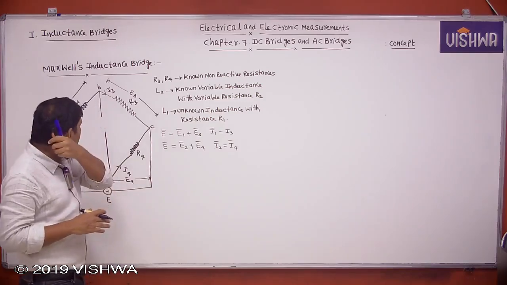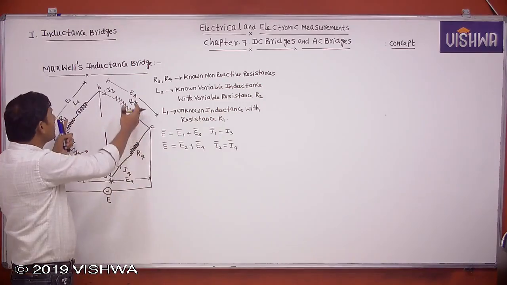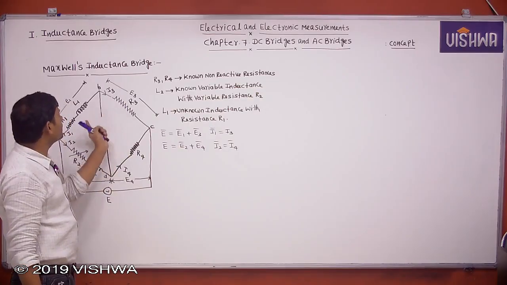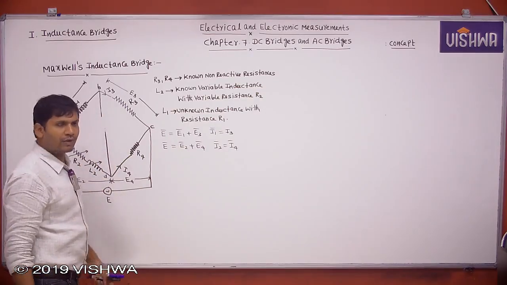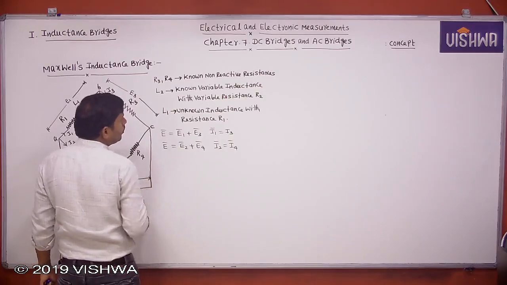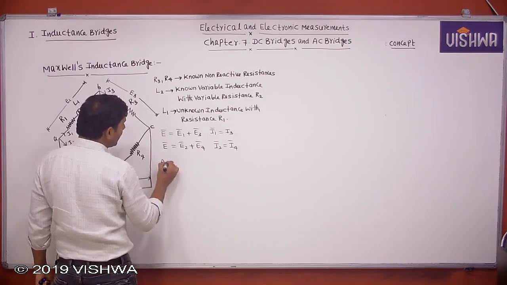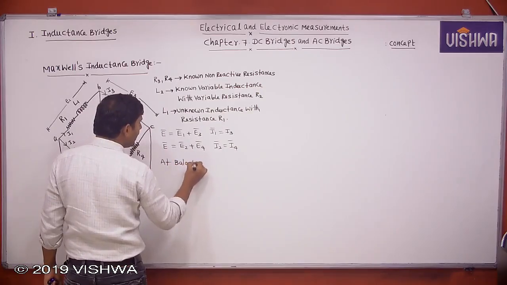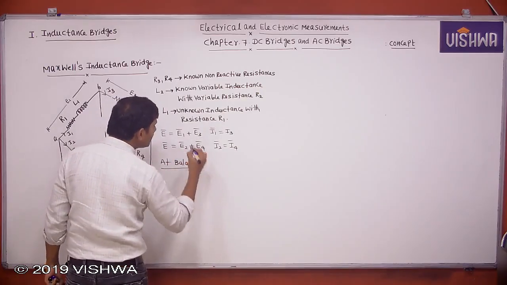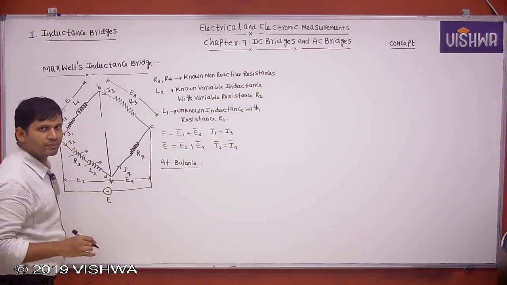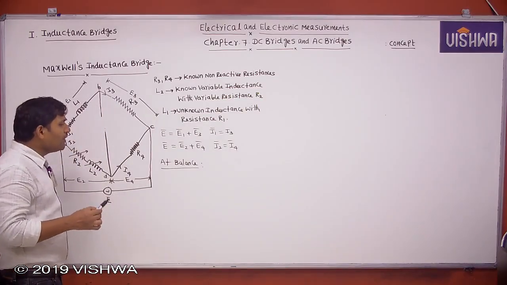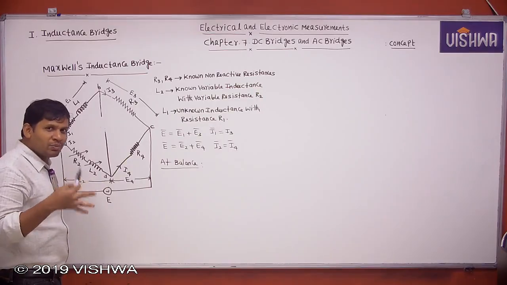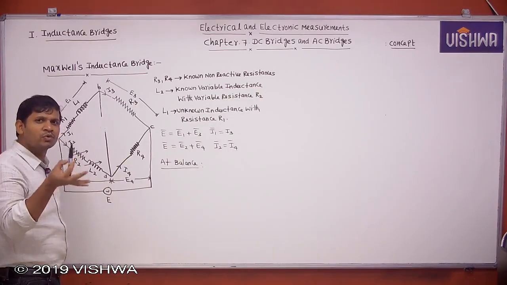E equal to E1 plus E3. The resultant E equals the sum of these voltages. And if the bridge is at balance condition, I1 equal to I3 and I2 equal to I4. Now, we are doing at balance. First, to derive the balance equations. Deriving the balance equation means representing the unknown values in terms of known values. During derivation, concentrate on how I am writing the impedance and how I am simplifying. Those observations are important to solve any problem.